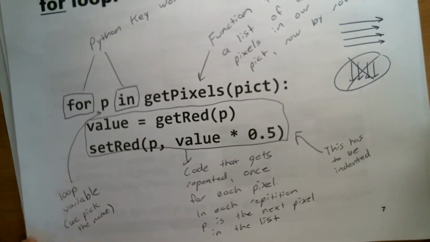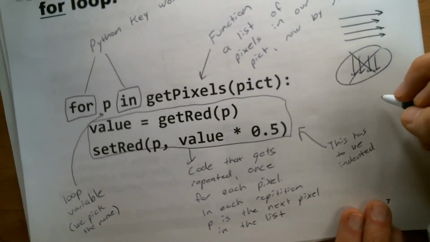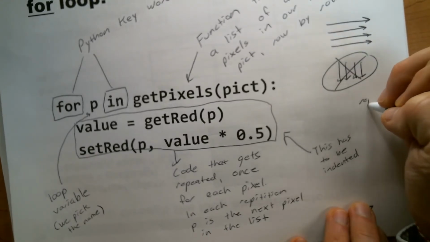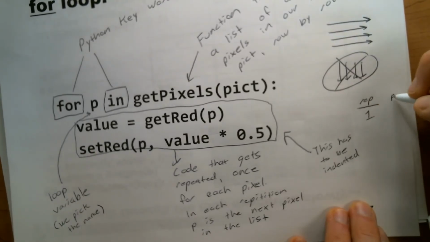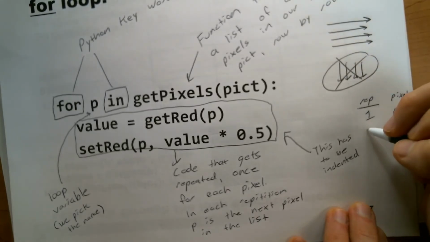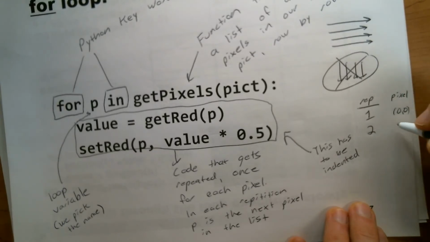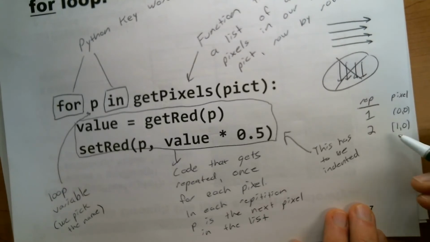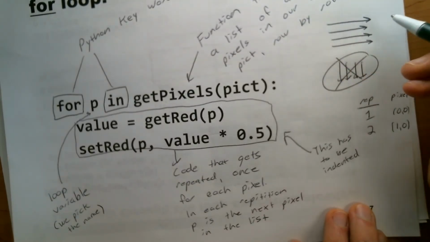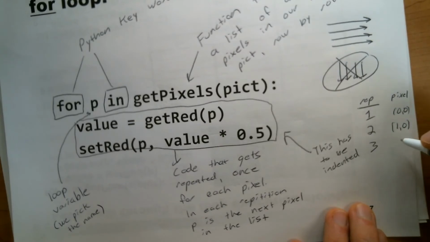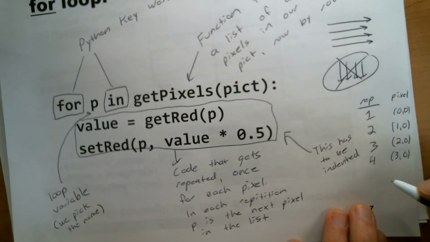Otherwise, it won't work. And again, what's happening here is on the very first repetition, it's going to be looking at pixel 0, 0. Then when it gets to the second repetition, it's going to move on to pixel 1, 0, because the X is changing, but the Y is staying the same. We're going across. On the third pixel, it's going to be 2, 0. And then on the fourth pixel, it's going to be 3, 0, and so on and so forth.